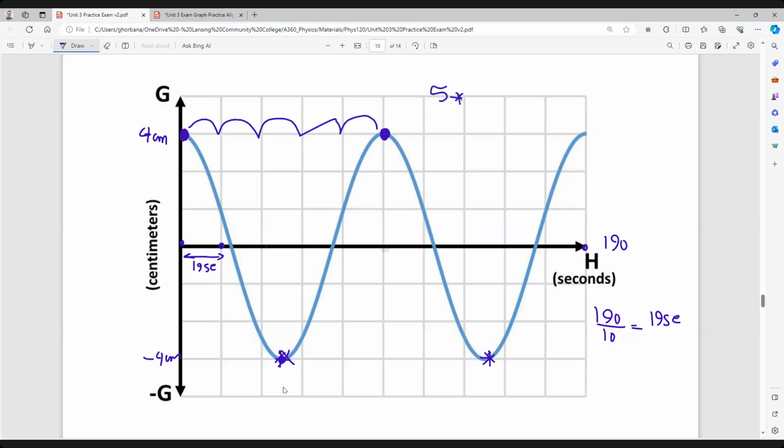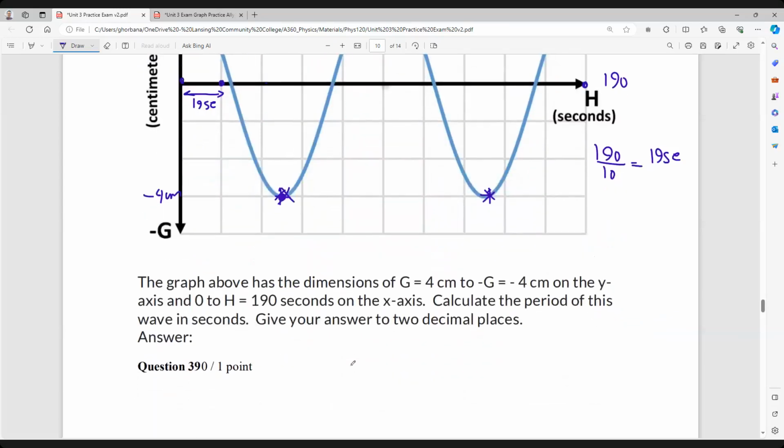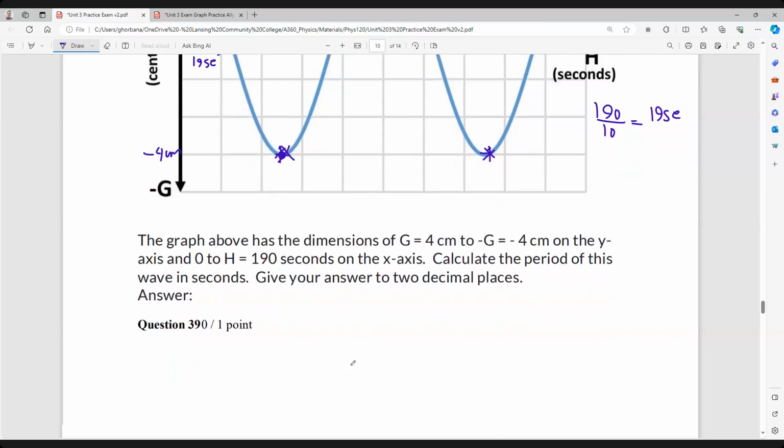5 times 19, calculate. 19 times 5 is going to be 95 seconds. Good. That's the answer. Yeah, that's the answer. If your numbers are different, that's okay.